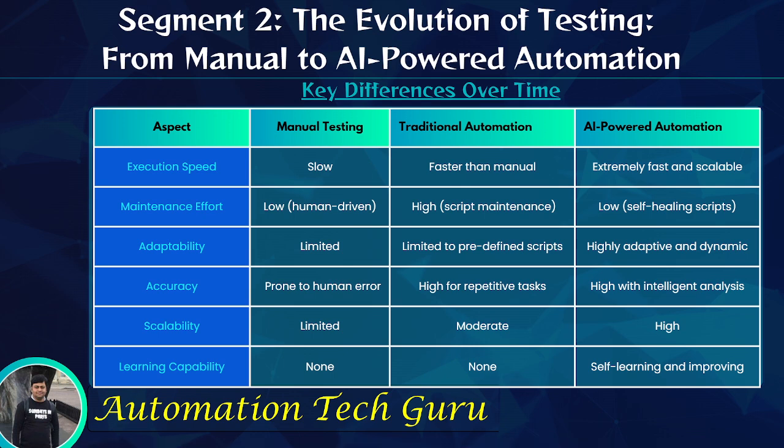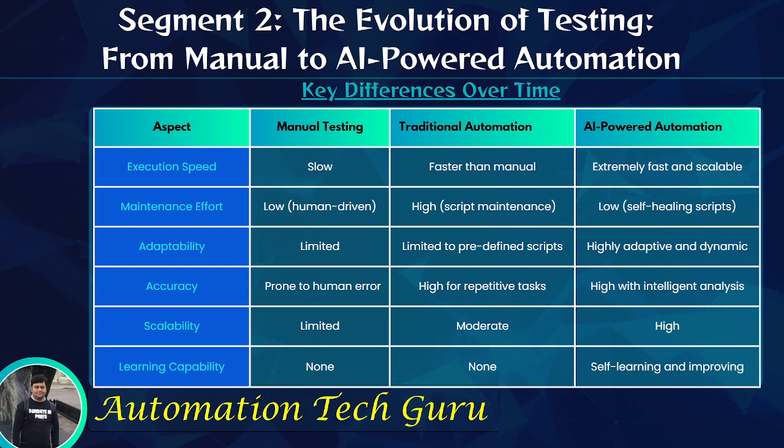So let's see the comparison, key differences over time. In the first column we have aspects: manual testing, traditional automation, and AI-powered automation. Execution speed: obviously manual testing is slow, traditional automation is faster than manual, but AI-powered automation is extremely fast and scalable.